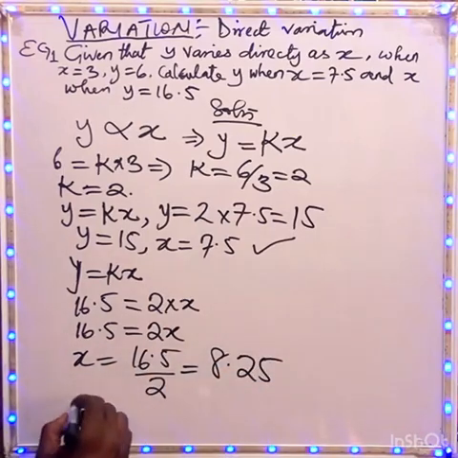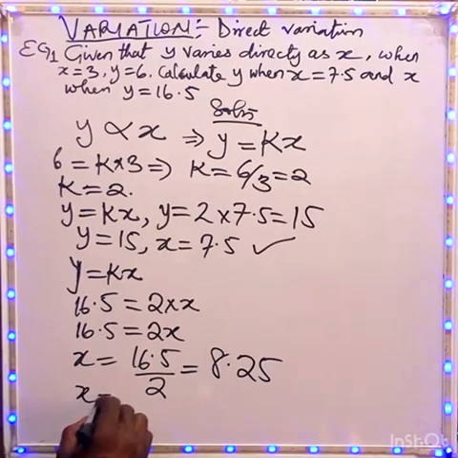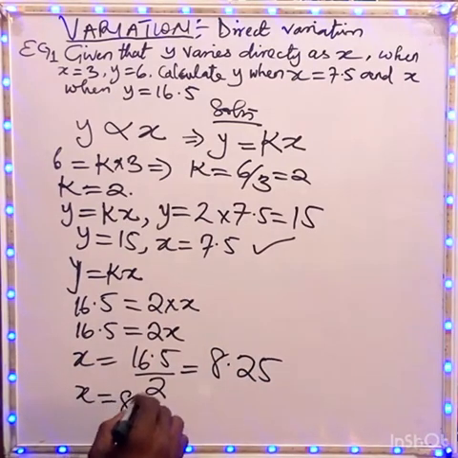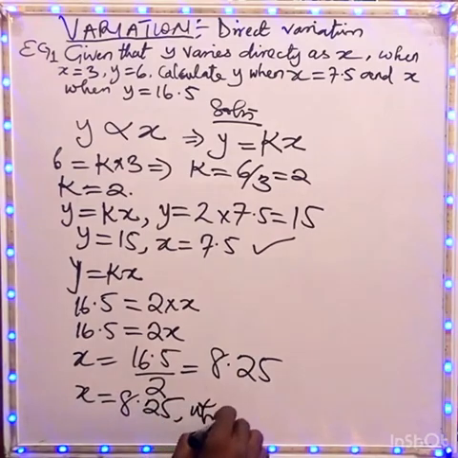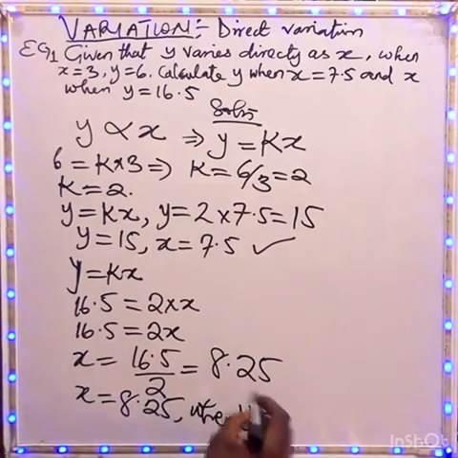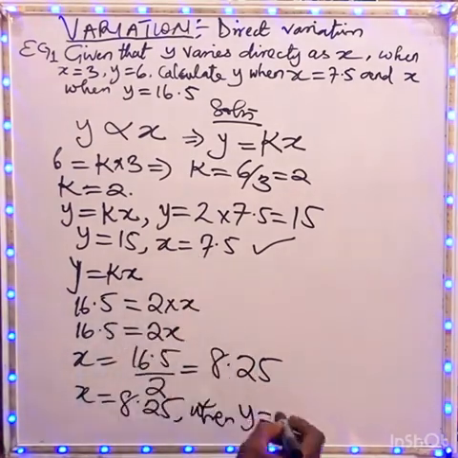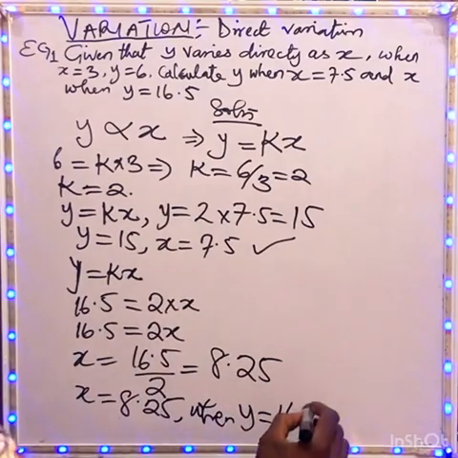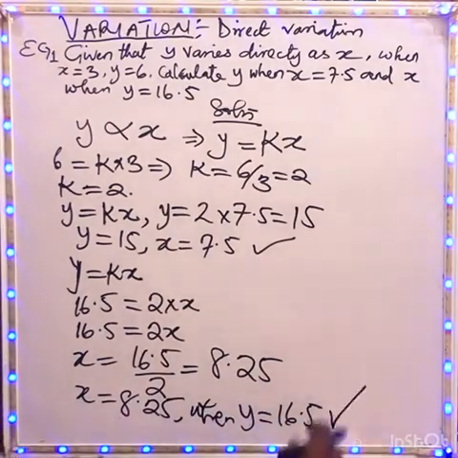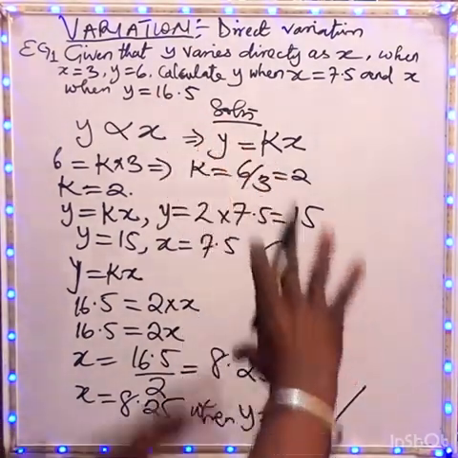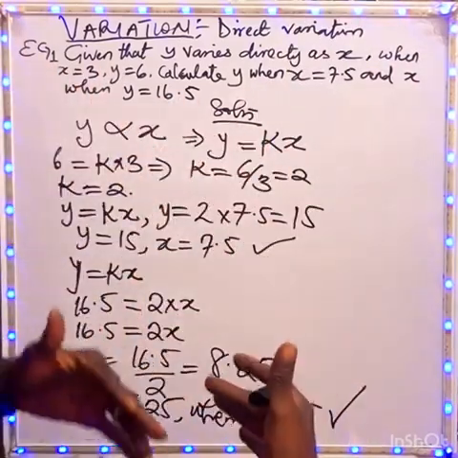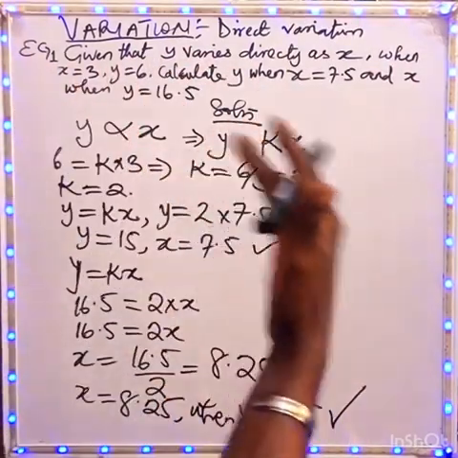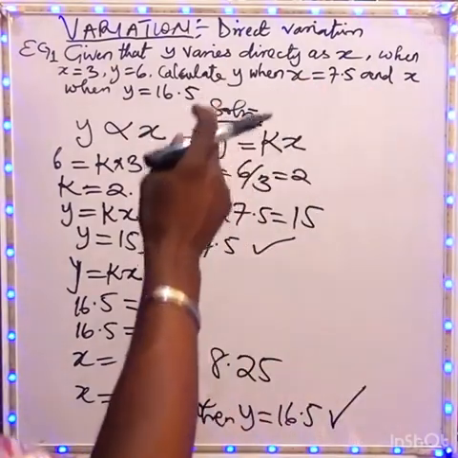So now x is equal to 8.25 when y was given as 16.5. This is the final solution in this problem. As you can see, there is a relationship: when this is increasing, the other is increasing, as regards direct variation.